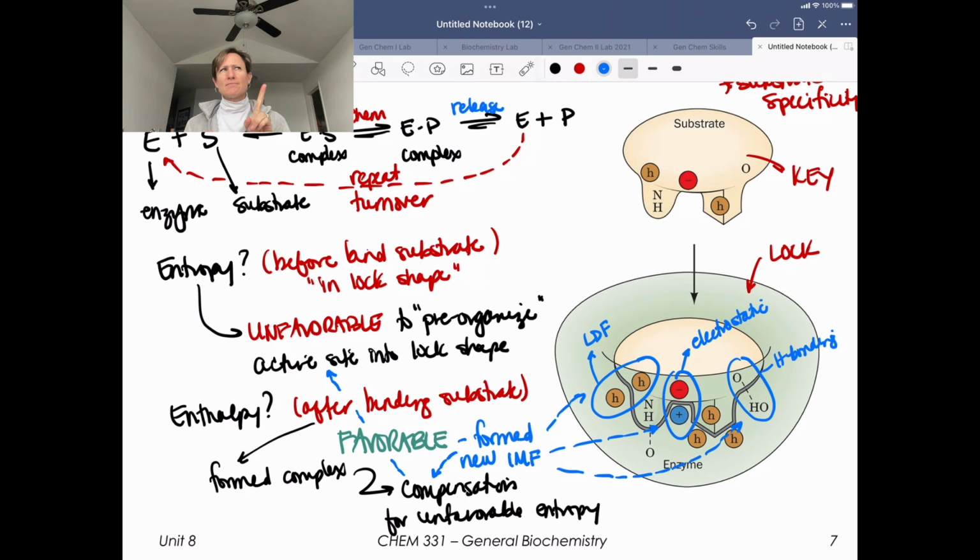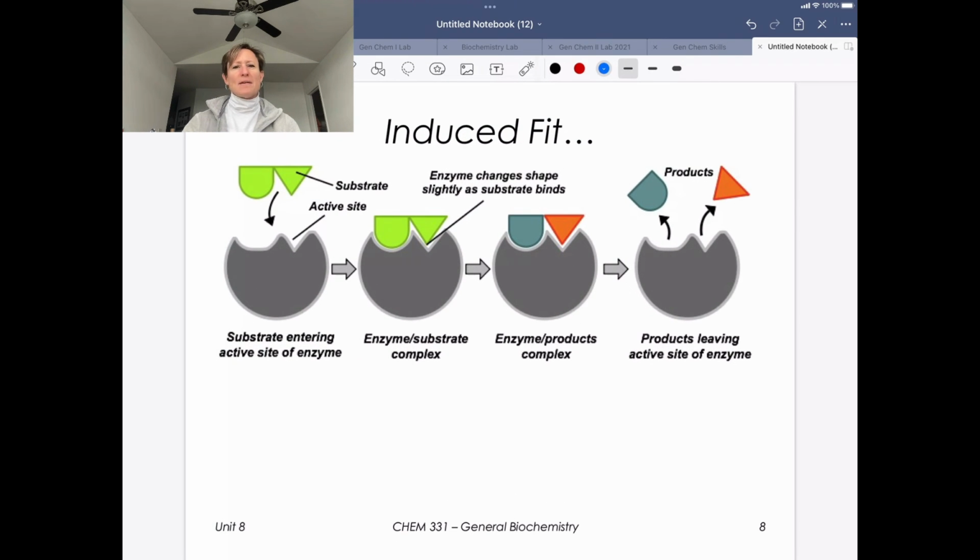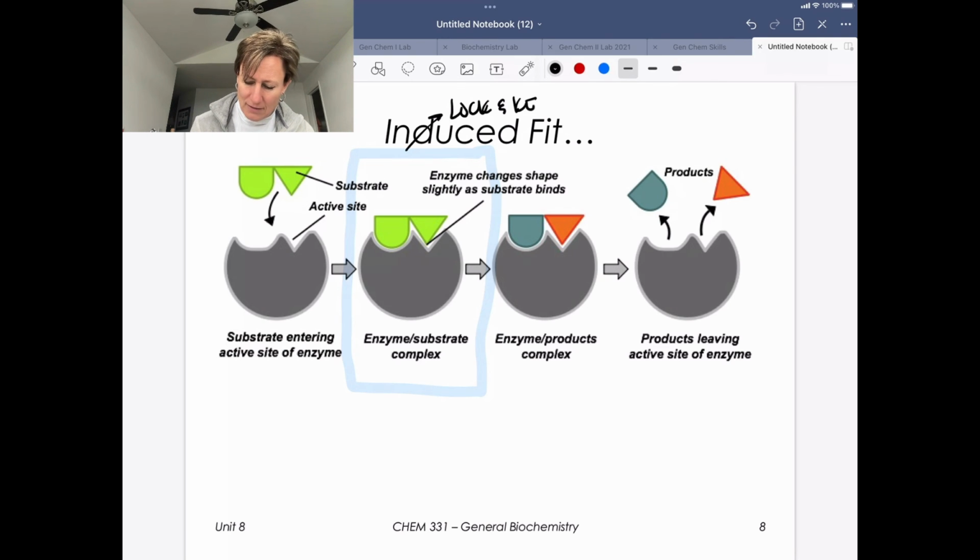All right, so I'm going to flip to another slide here and highlight that, what if most of this is true, but we don't want to pre-organize our lock too much. So this is what we call the induced fit model. And in the induced fit model, we can think about how we might have a mushy lock, if you will. I want to highlight here, if we look starting right here at this enzyme substrate complex, this is kind of where the lock and key model takes off. So the lock and key model is going to be here, but this induced fit is going to be a more realistic view from an energetic standpoint.